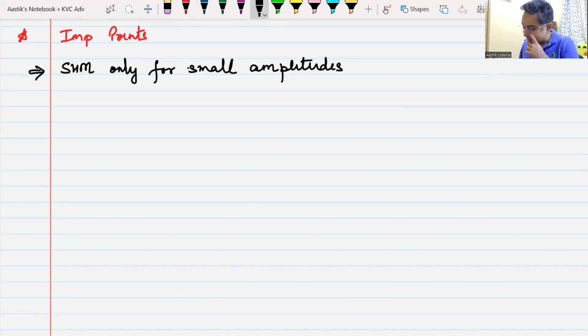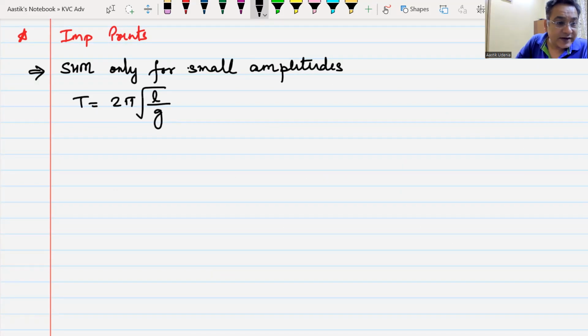The motion is SHM only for small amplitudes, and only for small amplitudes you have this formula. Only for small amplitudes is this formula valid. If the amplitude becomes large, my dear friend, this formula is not valid. Do we understand this?